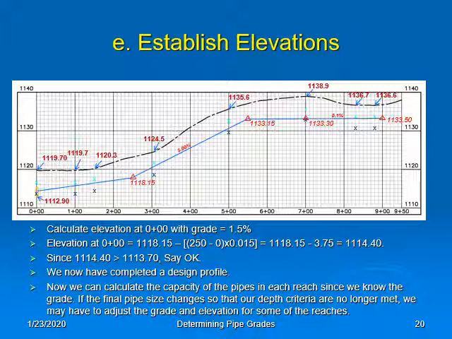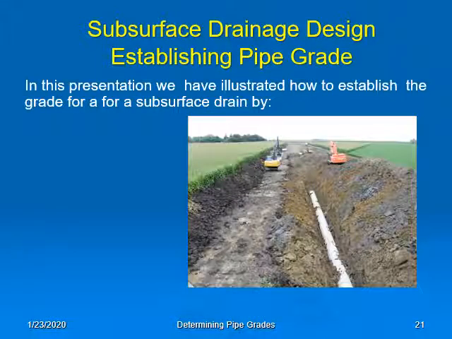So now we've completed a design profile for our proposed main. Now, given this information, now that we have grades, we can calculate the capacity of the pipes in each reach, since we know the grade. And if the final pipe size changes so that our depth criteria are no longer met, we may have to adjust the grade and elevation for some of the reaches. But in this case, we've seen how to do that.